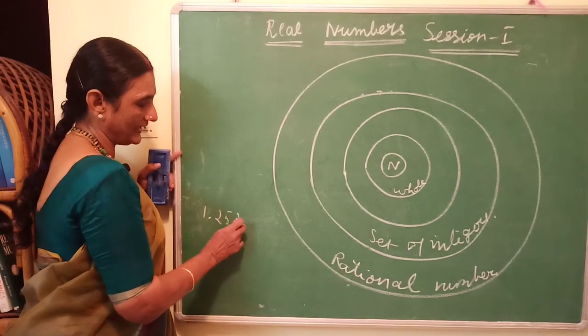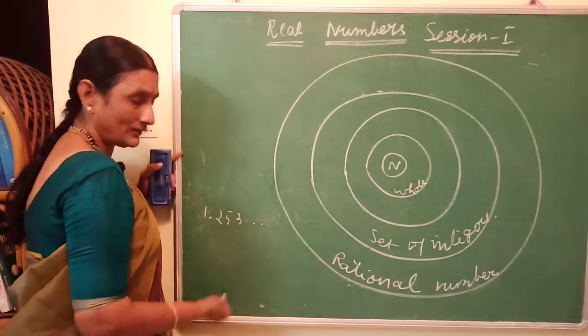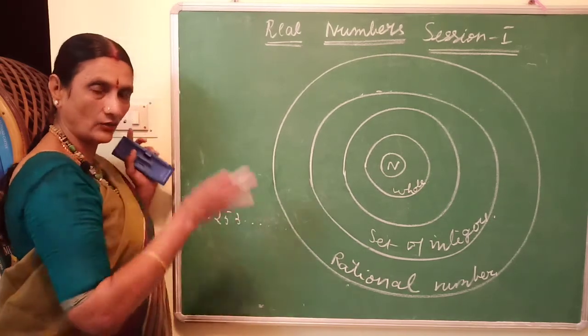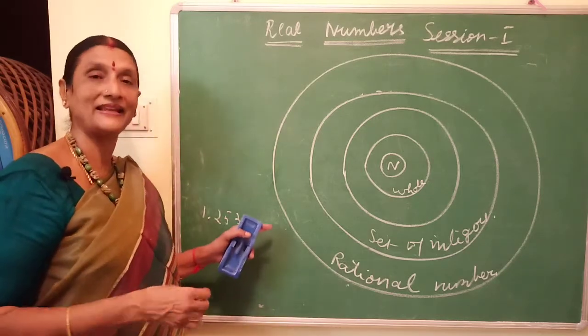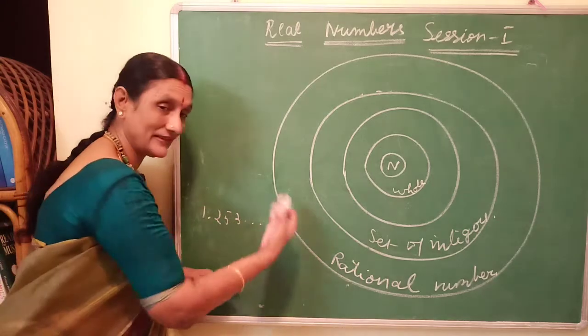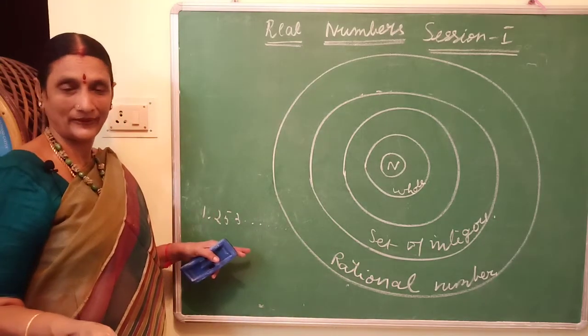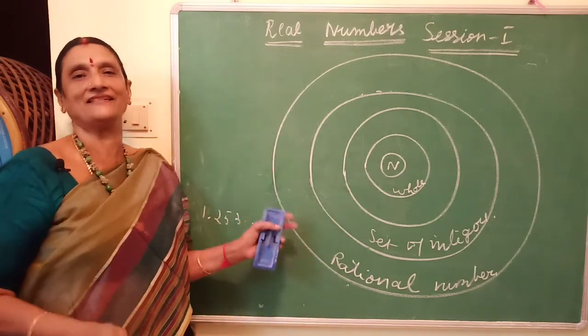1.253... I cannot write it. If I know 3 places on division, okay, that much I can do. But what is going to come in the 4th place, I cannot guess, like a repeating decimal. What is going to come in the 6th place, I cannot write like a repeating decimal. These numbers are also existing.